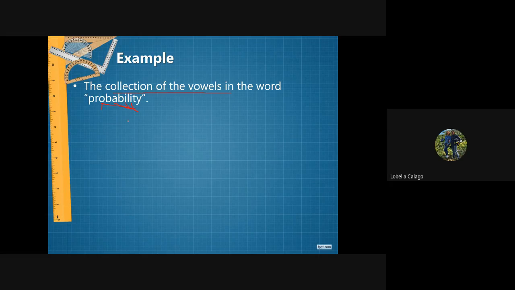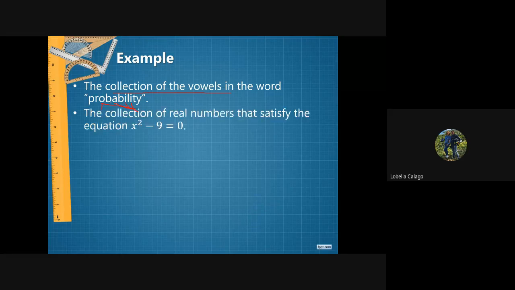So yun po yung tawag dyan, containment of this set. So marami mang vowels, diba? A, E, I, O, U. But since there is a boundary na ginawa, so the word probability, hanggang the word probability lang. So ano na yung mga vowels na nakikita nyo? Yun lang ang kasama sa collection of the vowels in the word probability.